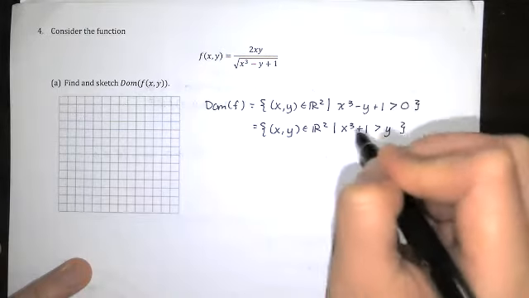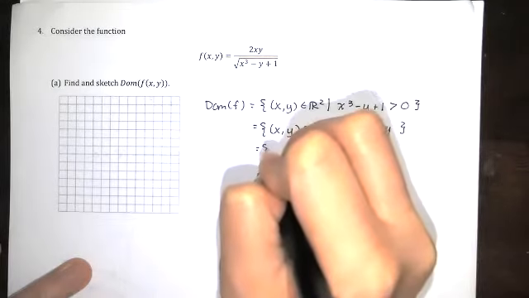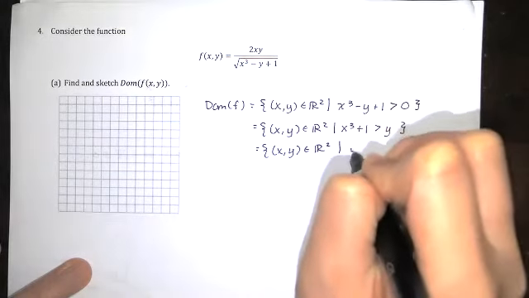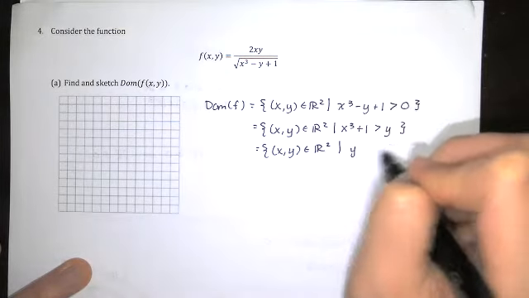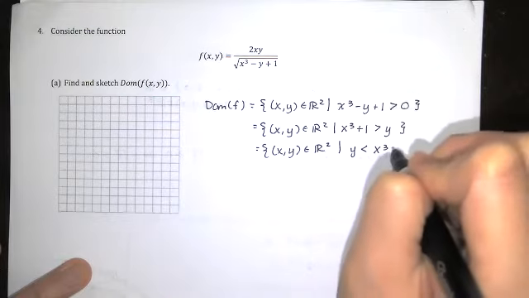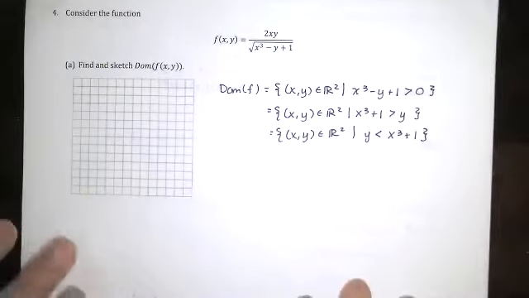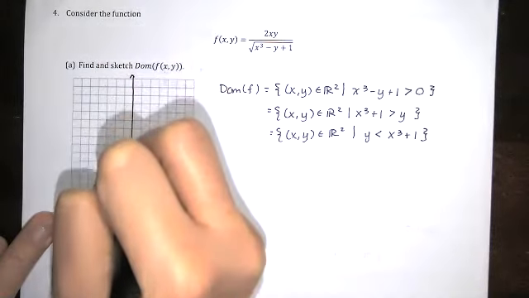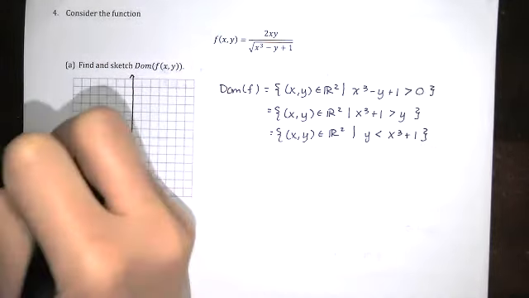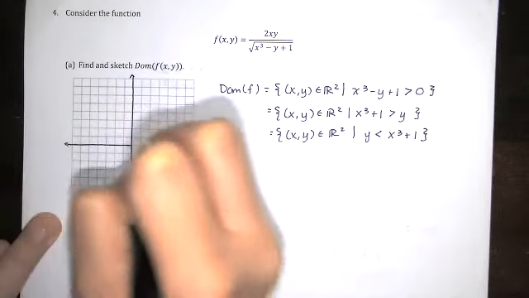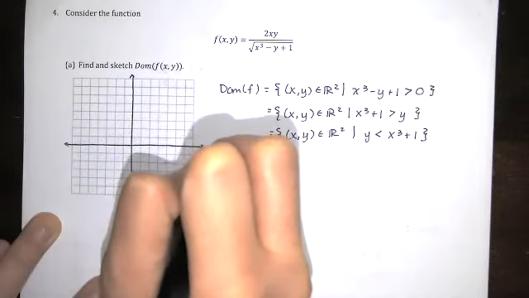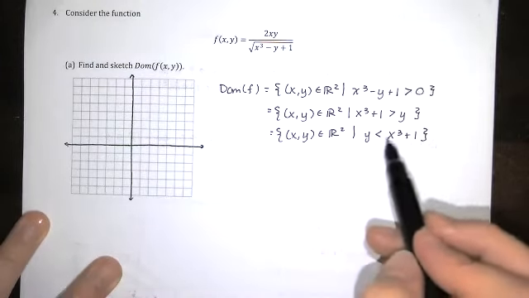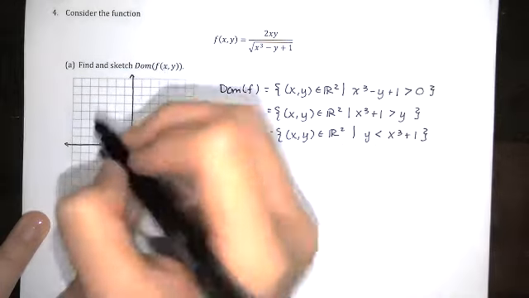So y is less than x cubed plus 1. And I think I'd like to put y first, so it just makes that more explicit. Instead of saying x cubed plus 1 is greater than y, let's say y is less than x cubed plus 1. So my boundary for my region is y equals x cubed plus 1.